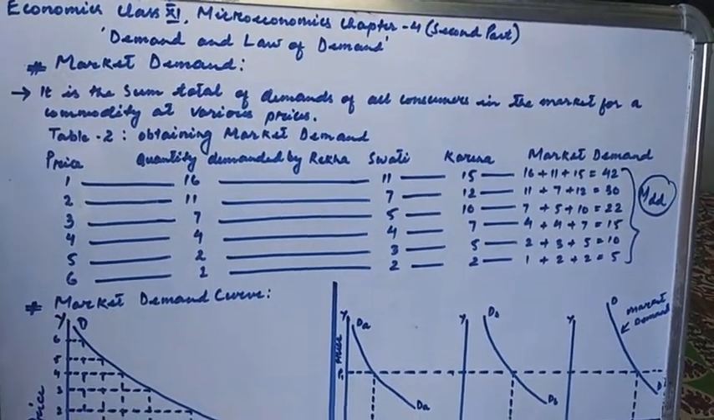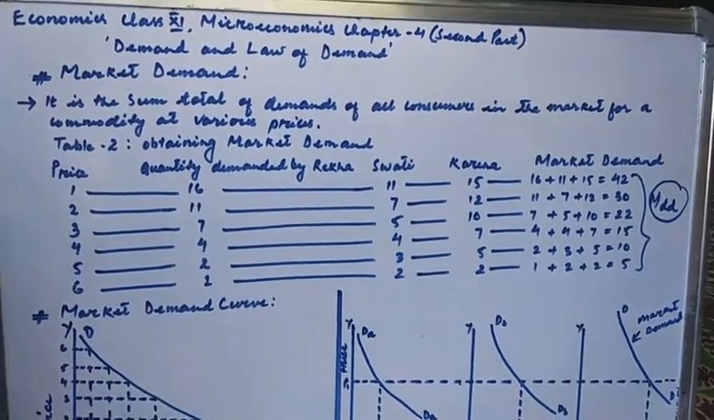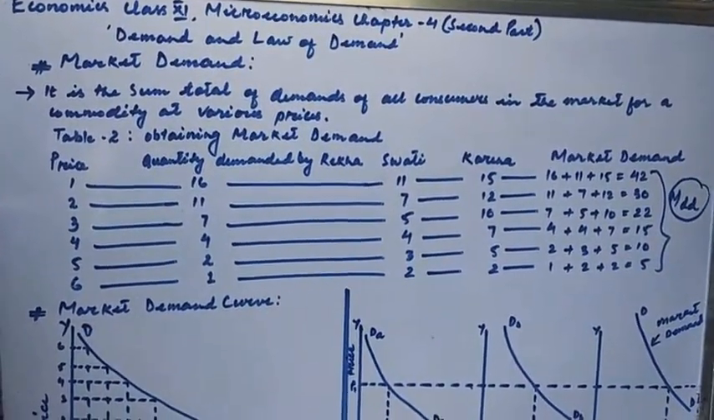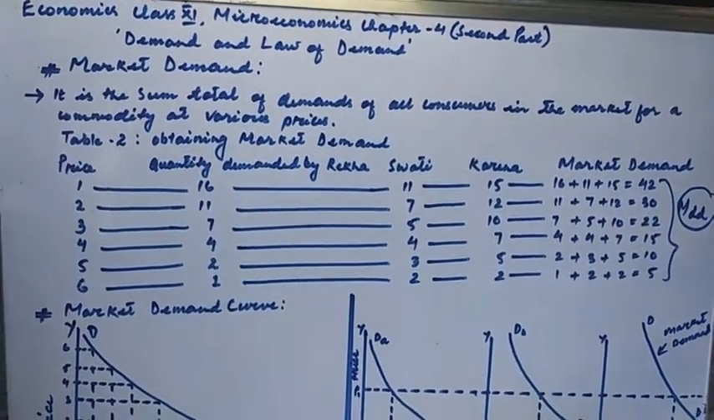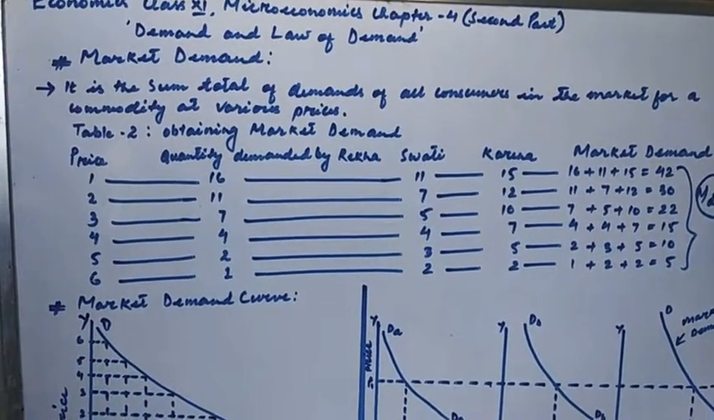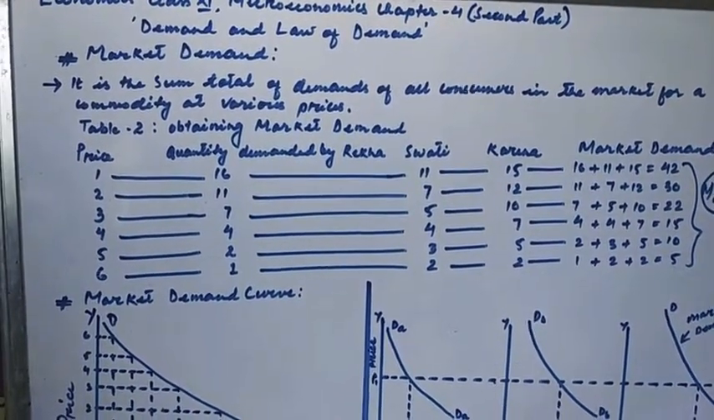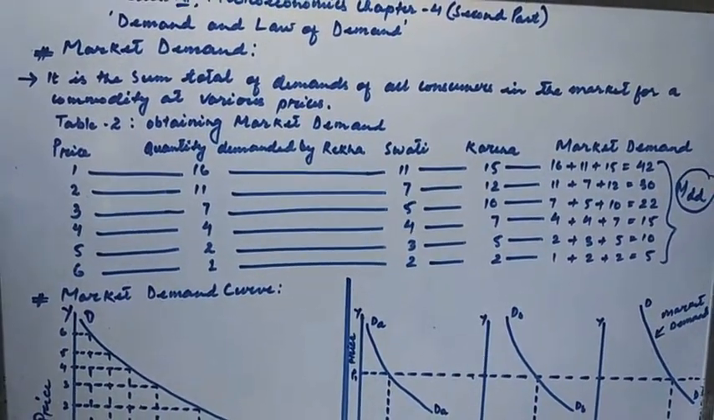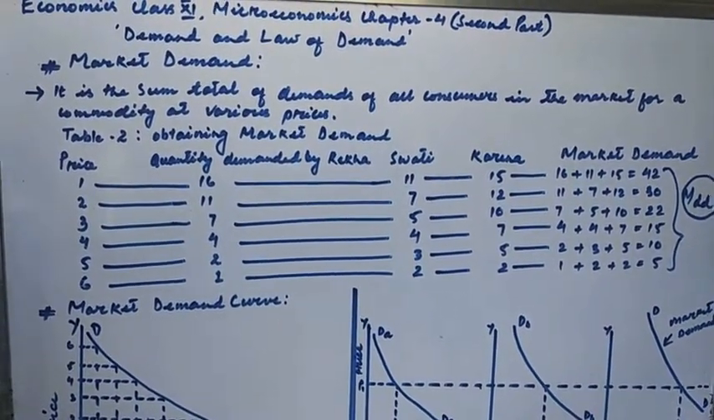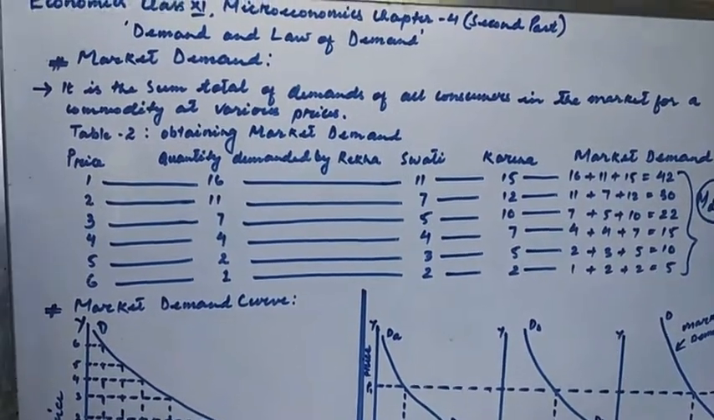Microeconomics, chapter number 4, demand and law of demand, second part. So, in the previous class we discussed the meaning of demand, the law of demand, movement along the demand curve, and shift in the demand curve. Those are the topics that we have discussed. So today we go ahead and discuss market demand.